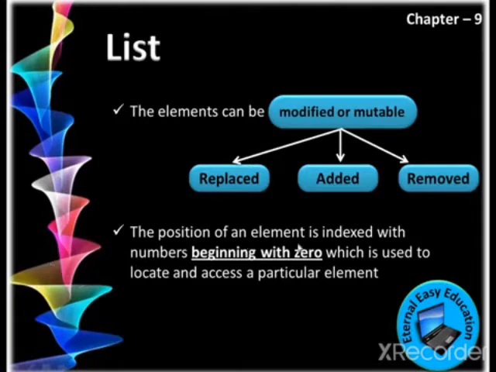The position of an element is indexed with numbers beginning with 0, which is used to locate and access a particular element. As in the array, we know the elements are stored and accessed through the index value starting with 0. Same procedure is followed in list also.